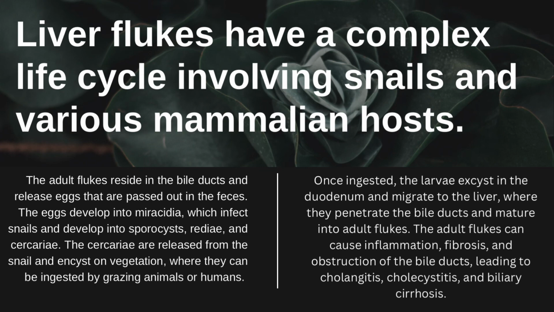The cercariae are released from the snail and encyst on vegetation where they can be ingested by grazing animals or humans. Once ingested, the larvae excyst in the duodenum and migrate into the liver, where they penetrate the bile ducts and mature into adult flukes. The adult fluke can cause inflammation, fibrosis, and obstruction of the bile ducts, leading to cholangitis, cholecystitis, and biliary cirrhosis.